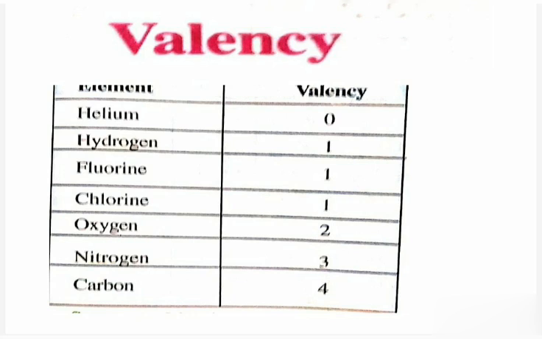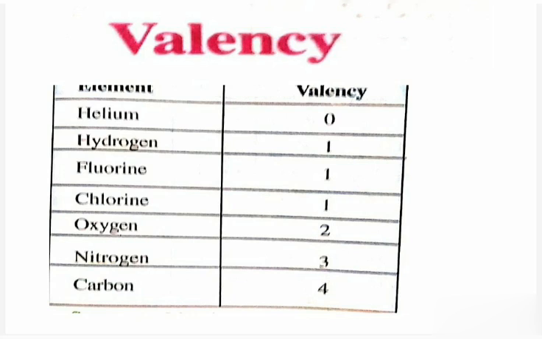Chlorine has atomic number 17. In the first shell, how many electrons can we fill? 2. In the next shell, how many electrons can we fill? 8. 2 plus 8, how many are completed? 10 electrons are completed. How many remain? 7 remain. Where can we keep these 7 electrons? We fill them in the n equals 3 shell. In the n equals 3 shell of chlorine, 7 electrons are there. Is it stable? Not stable. Why? Because to get 8 electrons, 1 electron is less. So chlorine takes 1 electron from another element. Its valency is 1. After taking that electron from another one, it will become stable.